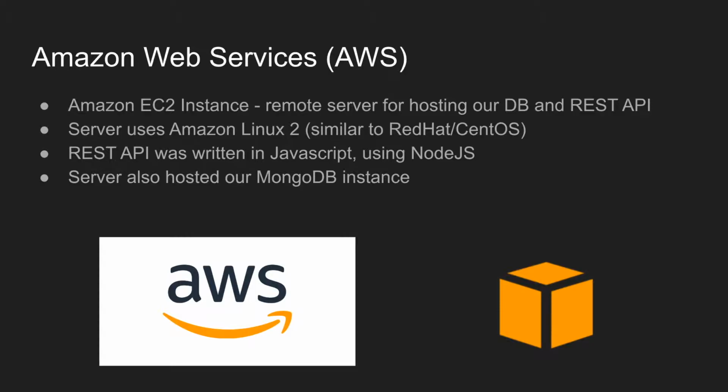So these servers use Amazon Linux 2, which is basically a derivation of Red Hat and CentOS. Within our Amazon server, we hosted our REST API, which was written in JavaScript, or Node.js, and the server also hosted our Mongo database instance. So that instance was always running and watching for calls that would be made from the API.